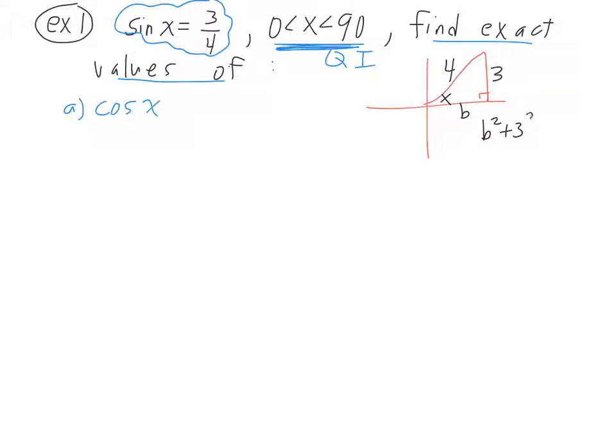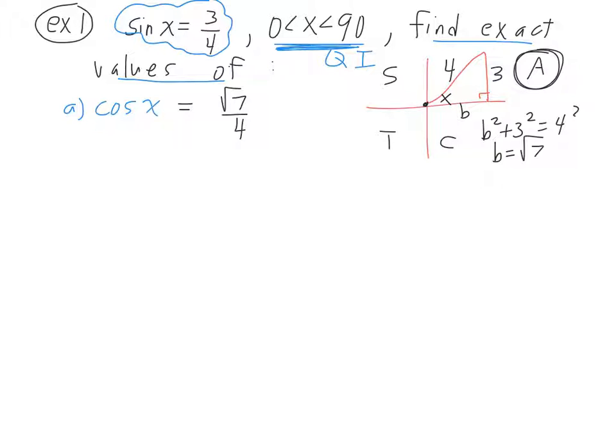Okay, so if we find this missing side here, if we call it b, we know that b squared plus 3 squared equals 4 squared. So if we clean this up, this missing side would be radical 7. Okay, so if we wanted to then find the cosine of this, well, cosine is adjacent over hypotenuse, so the cosine would be radical 7 over 4, and it would be positive there because of the ASTC idea. We know that in this quadrant all 3 trig functions are positive. That's one way of getting it.